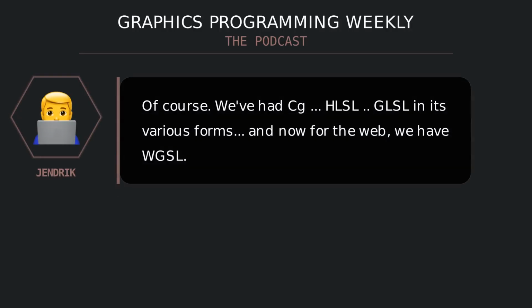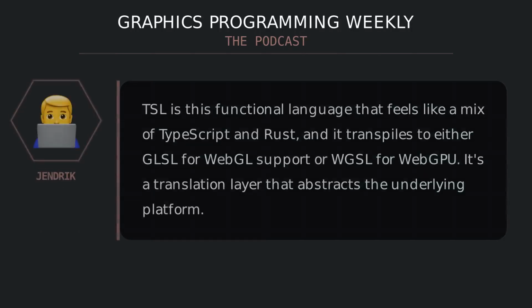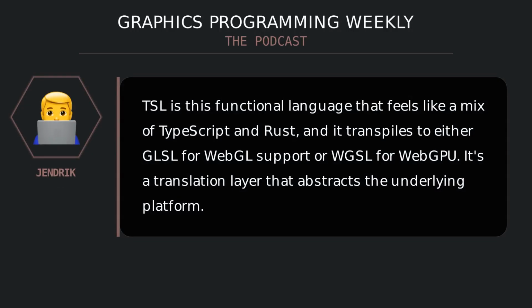Of course, we've had Cg, HLSL, GLSL in its various forms, and now for the web, we have WGSL. TSL is this functional language that feels like a mix of TypeScript and Rust, and it transpiles to either GLSL for WebGL support or WGSL for WebGPU. It's a translation layer that abstracts the underlying platform.